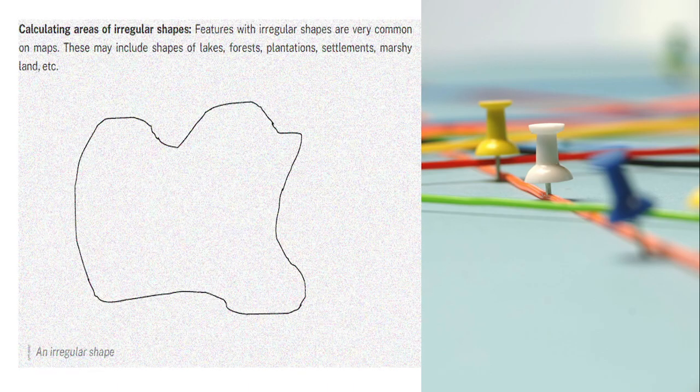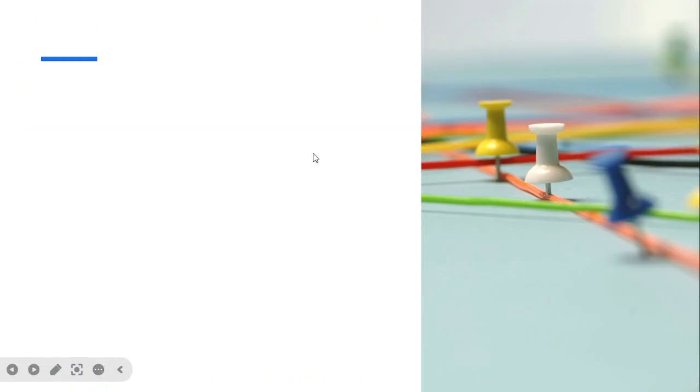Now, when calculating areas of irregular shapes, features with irregular shapes are very common on the maps. You'll find such figures in shapes such as features like lakes, forests, plantations, settlements, marshy land, etc. An example of an irregular shape is illustrated here. This you can see in the map. Now, how can you find the area of this given feature on the map? So we'll dive into it.